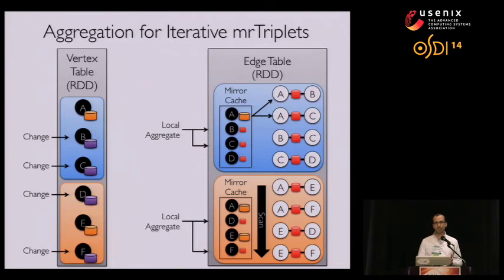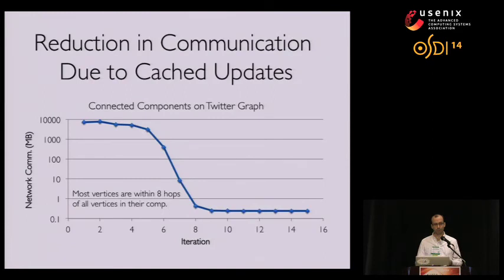So now I've described some of the key optimizations. I want to talk about their implications on the performance of the system. So first, we get a reduction in the communication due to these updates. So here I plot the overall communication for the connected components algorithm. We see initially we communicate quite a bit, but as vertices stop changing, the active set tracking and the introduction of these caches allow us to reduce communication substantially.